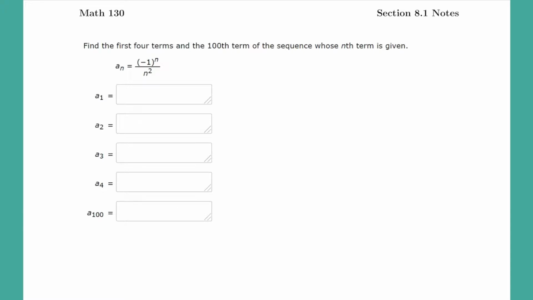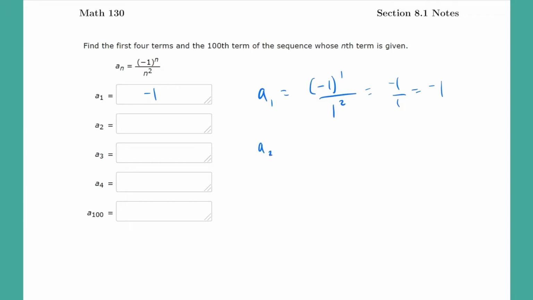So the first problem is asking us to find the first four terms and the 100th term of the sequence, and they give you the general term. So all we've got to do is simply substitute 1 in for n, then substitute 2, 3, 4, and then 100. So let's start with 1. A sub 1 is going to be negative 1 to the 1 over 1 squared, which is negative 1 over 1, which is negative 1.